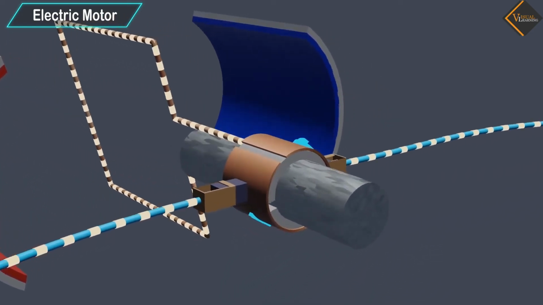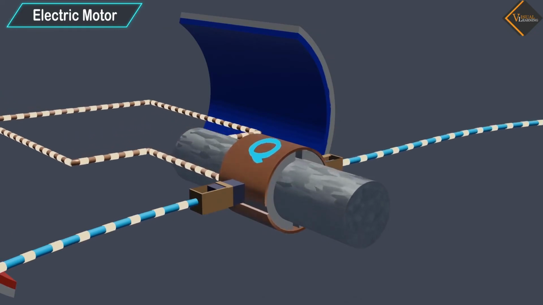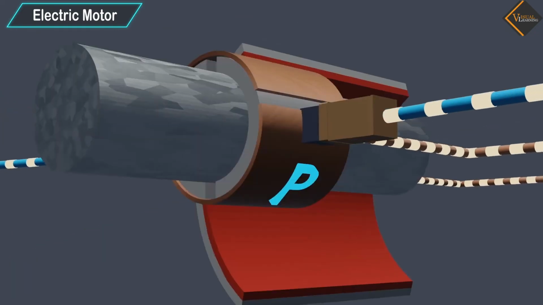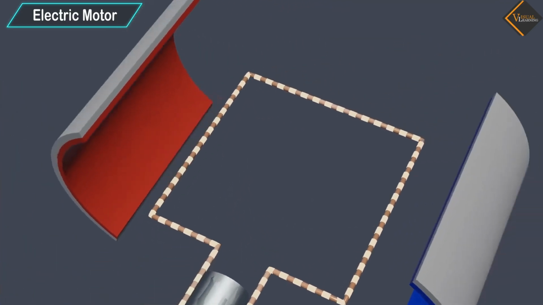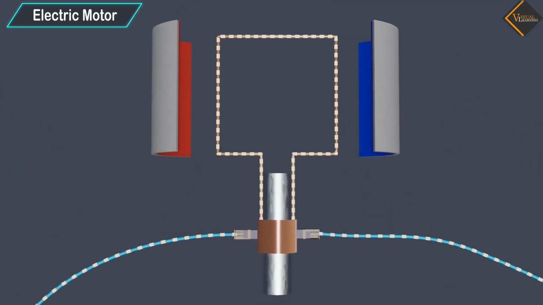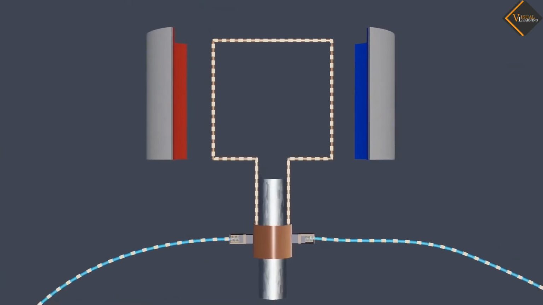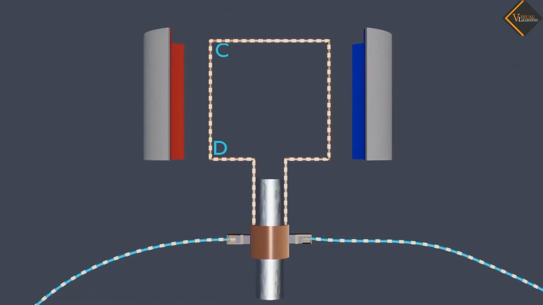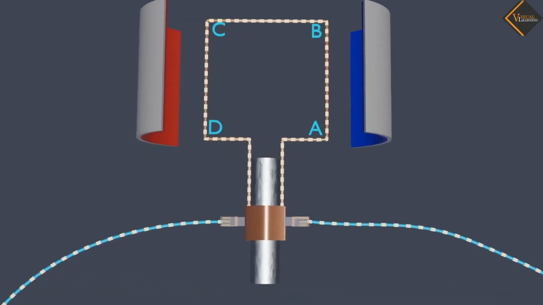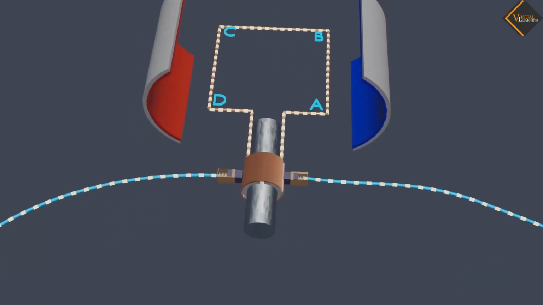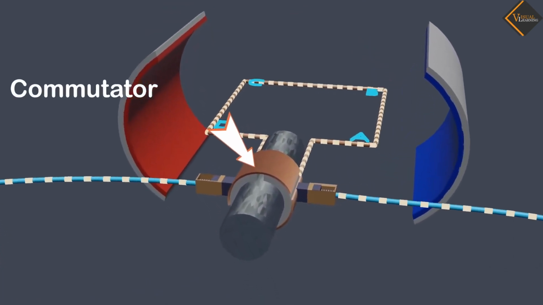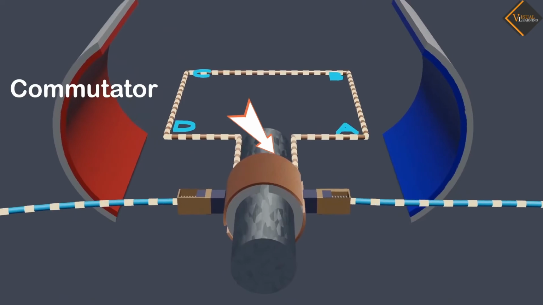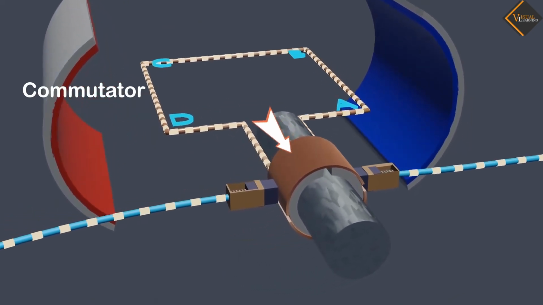At half rotation, Q makes contact with the brush X and P makes contact with brush Y. In this scenario, the current in the coil gets reversed and flows along the path DCBA. A device that reverses the direction of flow of current through a circuit is called a commutator. In electric motors, the split ring acts as a commutator.